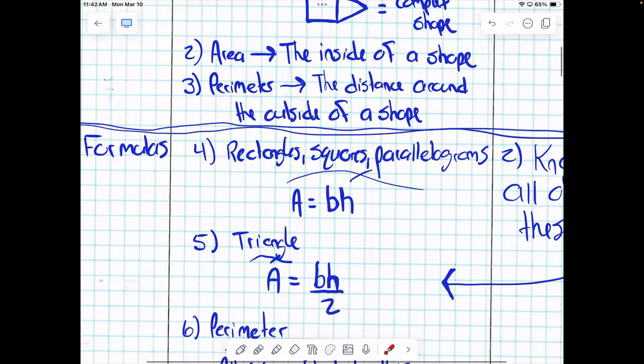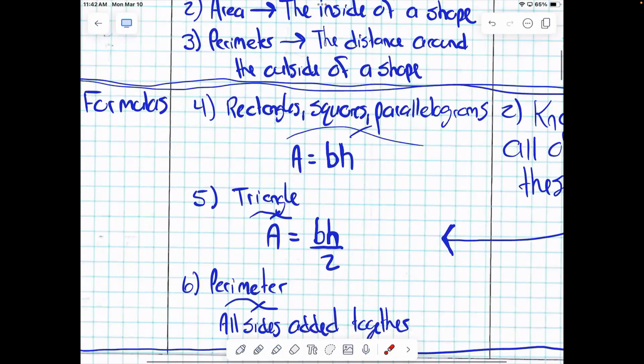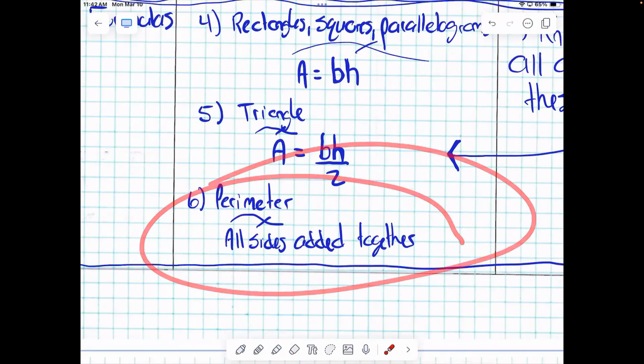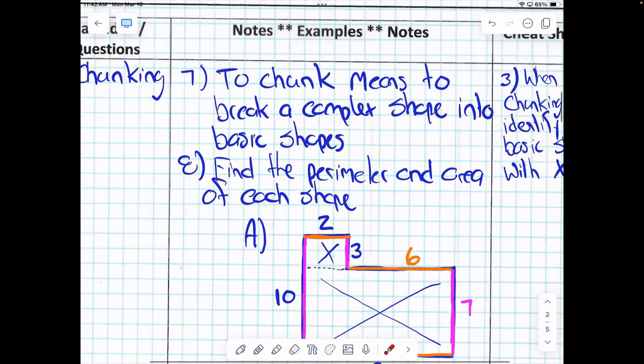Quick review. If you have a rectangle, a square, or a parallelogram, what is the area formula? Base times height. If you have a triangle, what is the area formula? Base times height divided by 2. Lots of people forget that when it's a triangle, so we can't forget to divide by 2. And to find a perimeter, what do we do? Add all sides together.